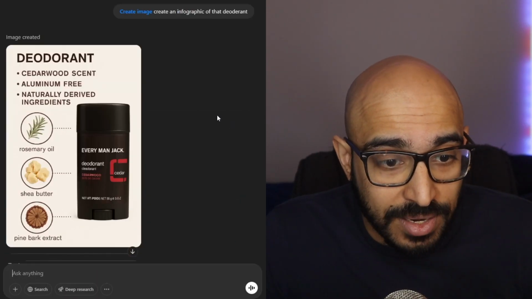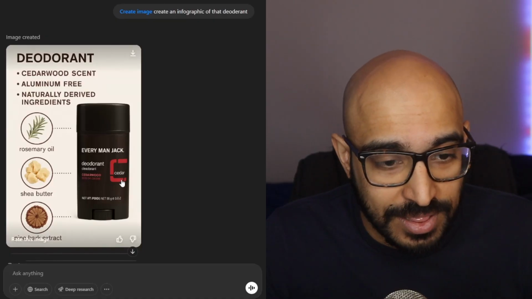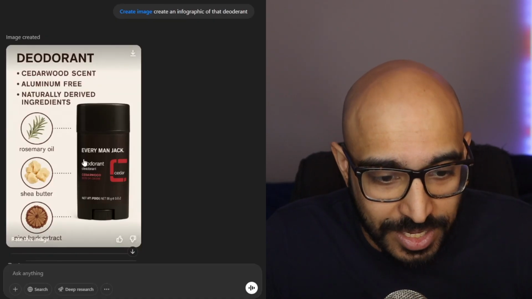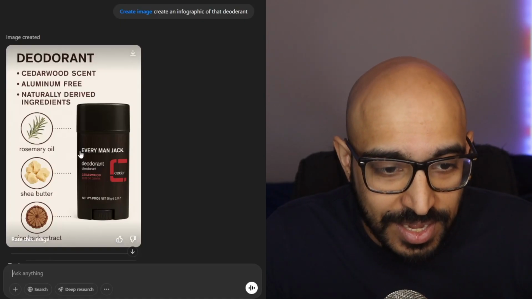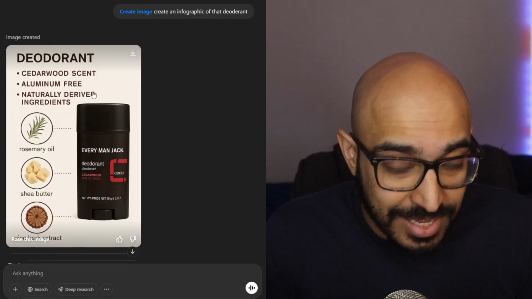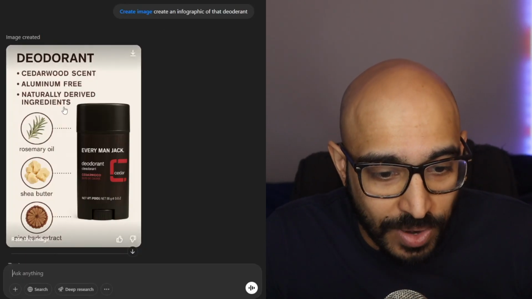Again, it's not bad, right? It has a cedarwood scent, which is what is indicated on the stick itself. Aluminum free. It's interesting because the image that I gave it as a reference doesn't identify that it's aluminum free, but it is in fact aluminum free if you look at the ingredients on the back. Naturally derived ingredients.